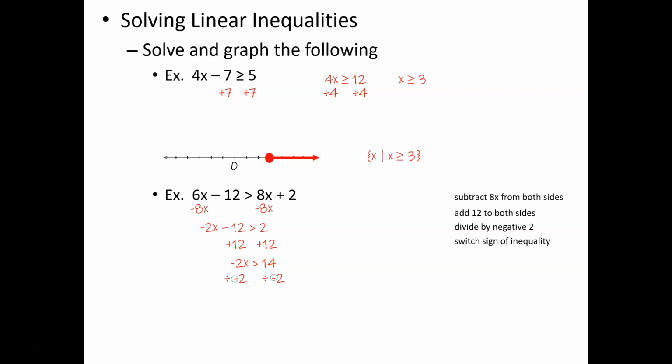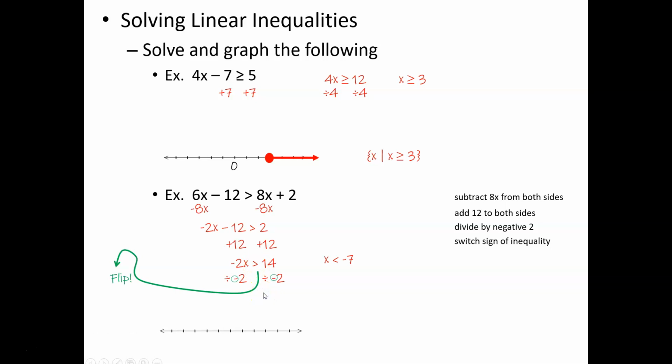Oh, we are dividing by a negative number. Since we are dividing by a negative number, what do we have to do? Flip! We have got to flip our sign. So negative 2x divided by negative 2 is x. 14 divided by negative 2 is negative 7. And we're going to flip that sign from greater than to less than. That's all you have to do that's different than solving an equation. Just remember that if we divide or multiply by a negative, we have to flip that sign.